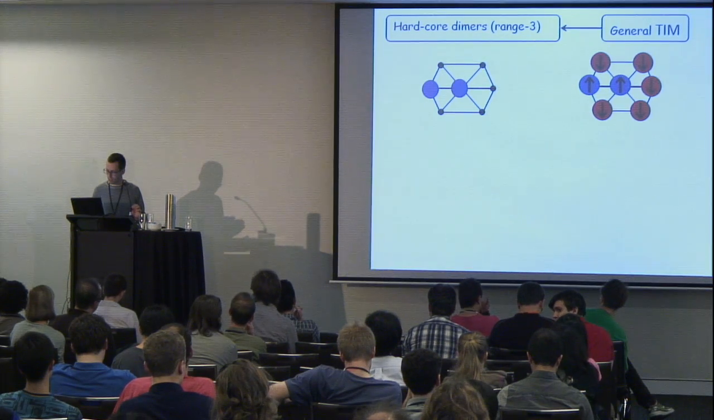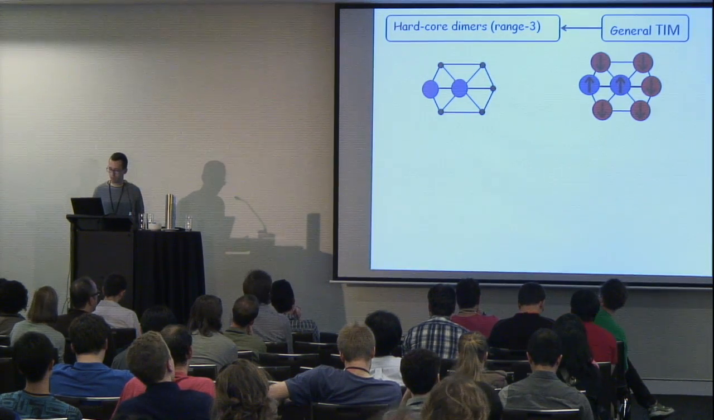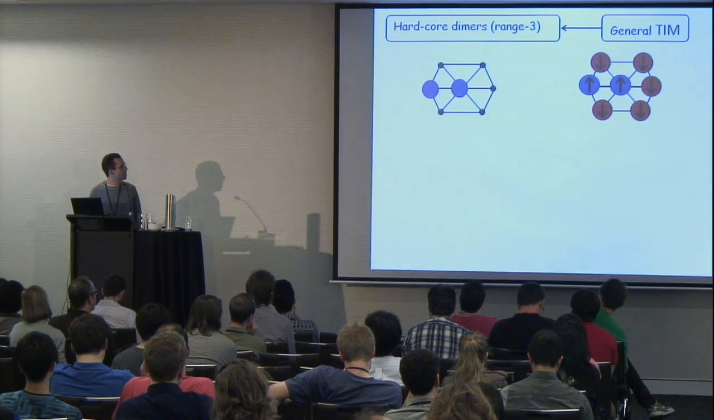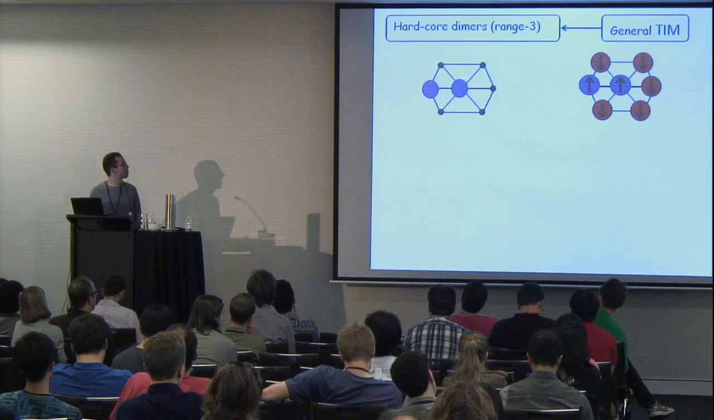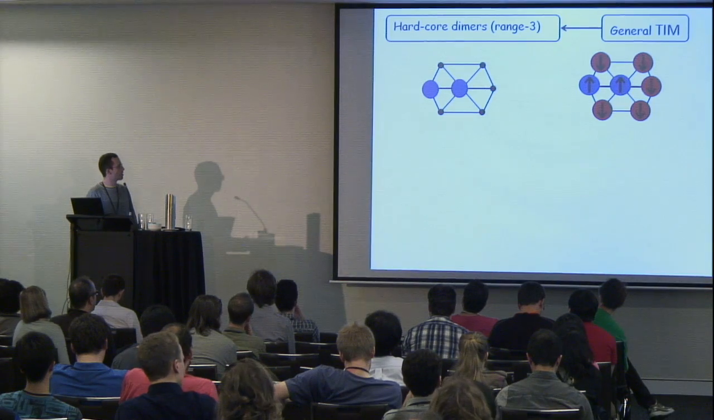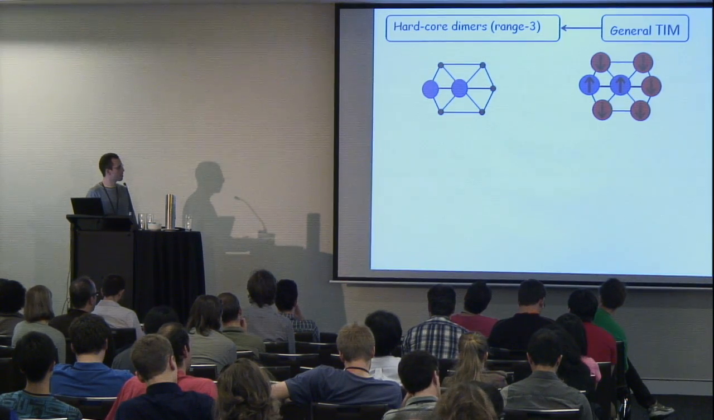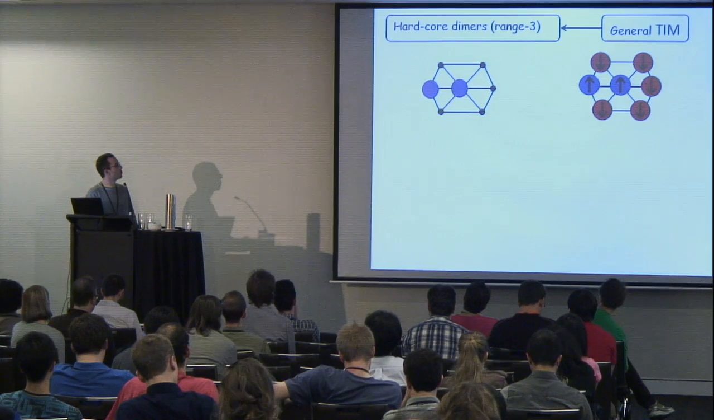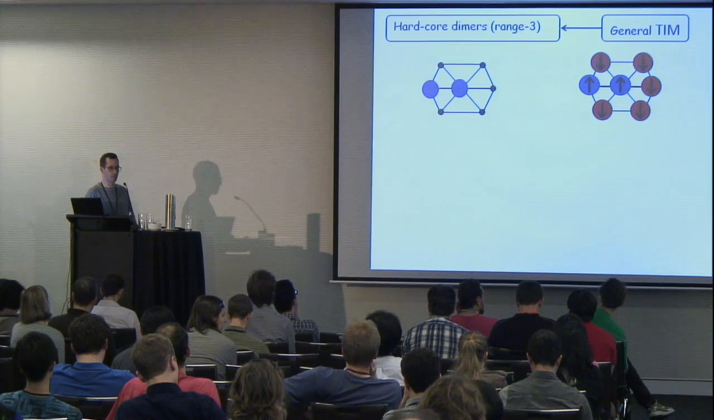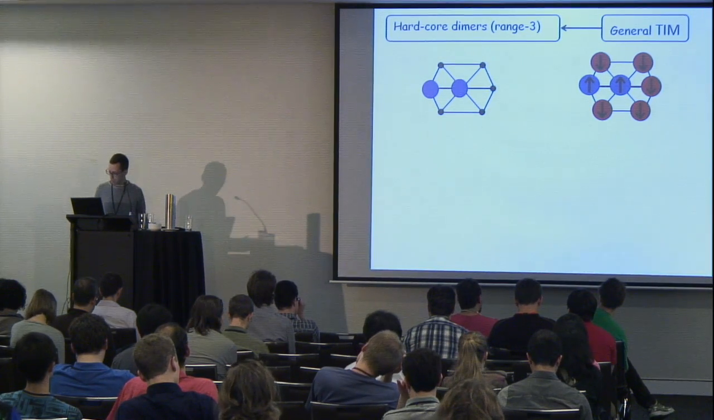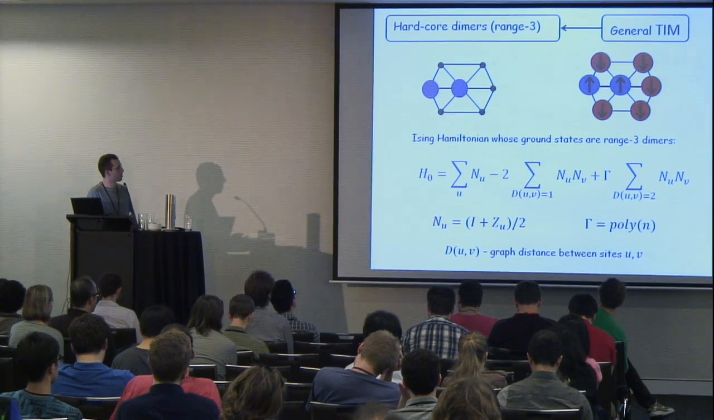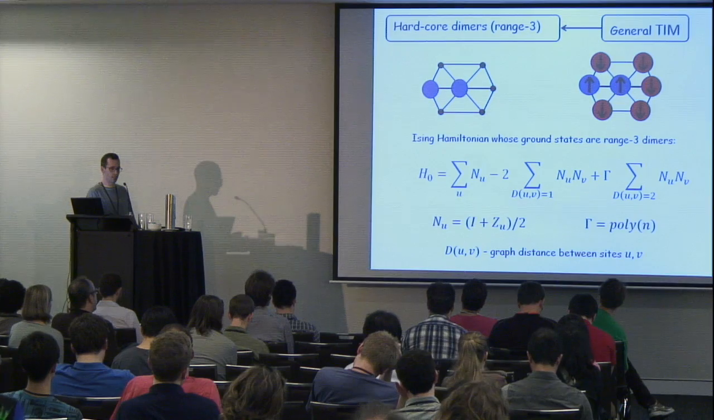The second reduction goes from the general transverse Ising model to the model of hardcore dimers. The way this is done is you want to represent the states of the dimers using spins. A spin being up represents a particle occupying the vertex, and a spin being down represents no particle occupying the vertex. It is possible to write down an Ising Hamiltonian, which is purely classical, and whose ground states are this dimer subspace.